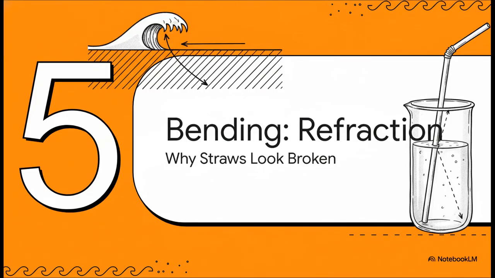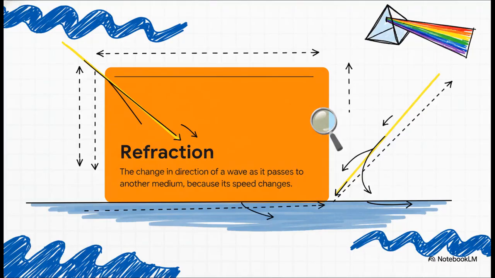Now, let's look at what happens when a wave gets transmitted through a new material. See, it doesn't always just go straight through. Sometimes it bends. This is called refraction, and it's the whole reason that straw in your drink looks like it's broken right at the waterline. Refraction, which is really just a fancy word for the bending of a wave, happens for one simple reason.